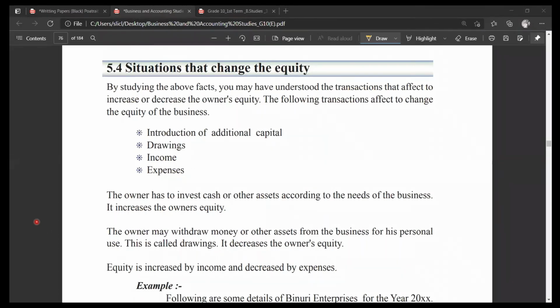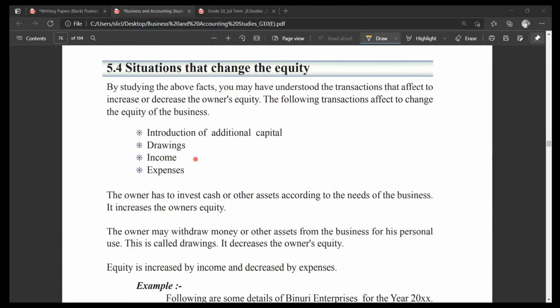This is very easy. The owner has to invest cash or other assets according to the needs of the business. It increases the owner's equity. It's like additional capital. If the business runs short of money, it is the responsibility of the owner to invest additional capital. If not, they won't be able to conduct their business operations, right?